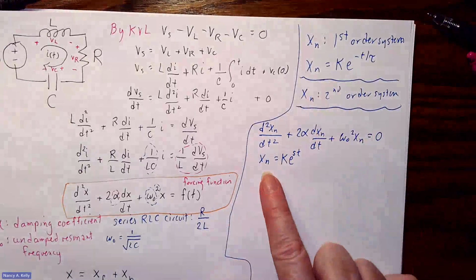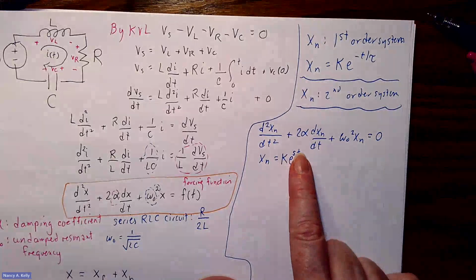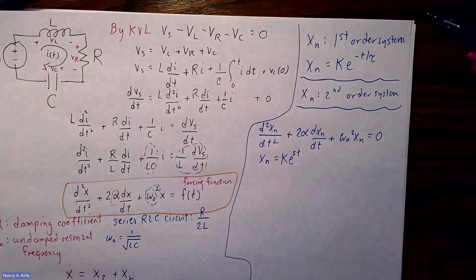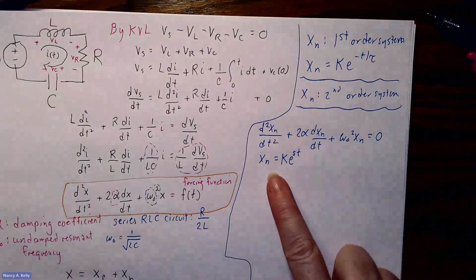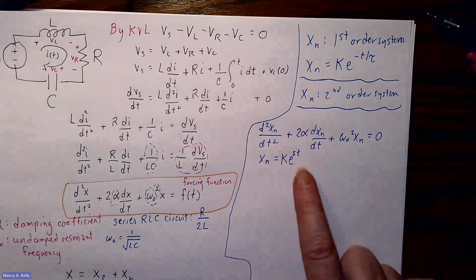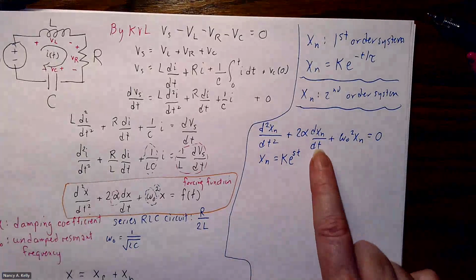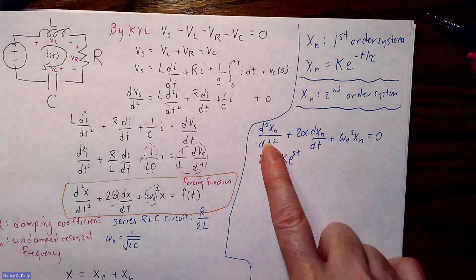Okay. Now for the second order system, we need to explore and say, okay, we're going to propose this as a solution and see how this goes. So in doing this, we're going to need to be able to substitute it into this equation. We're going to need to put x sub n here, the first derivative of x sub n here, and the second derivative here.